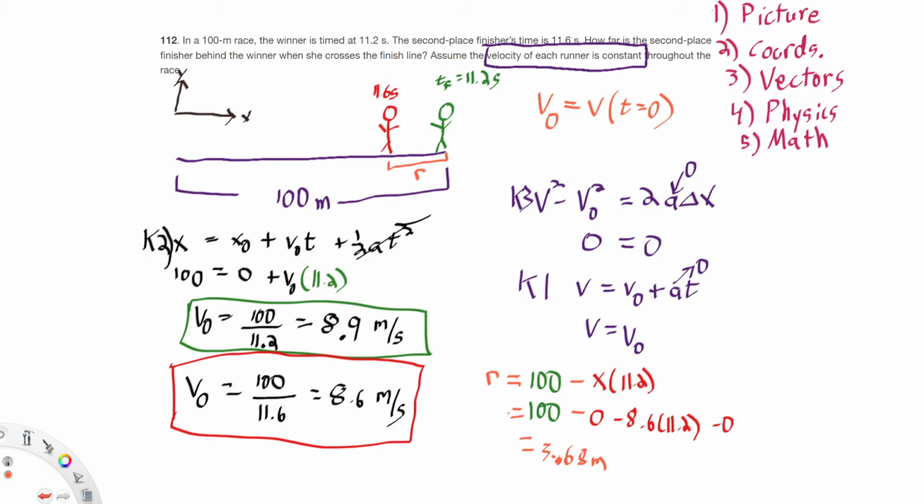All right. Broken Recorders asks, what's the formula for r that you used? So that is actually just an analysis of the picture here. The distance that the red runner has covered was x of 11.2. The distance that the green runner covered was 100, and this little bit r is just the difference between them. Does that answer your question?